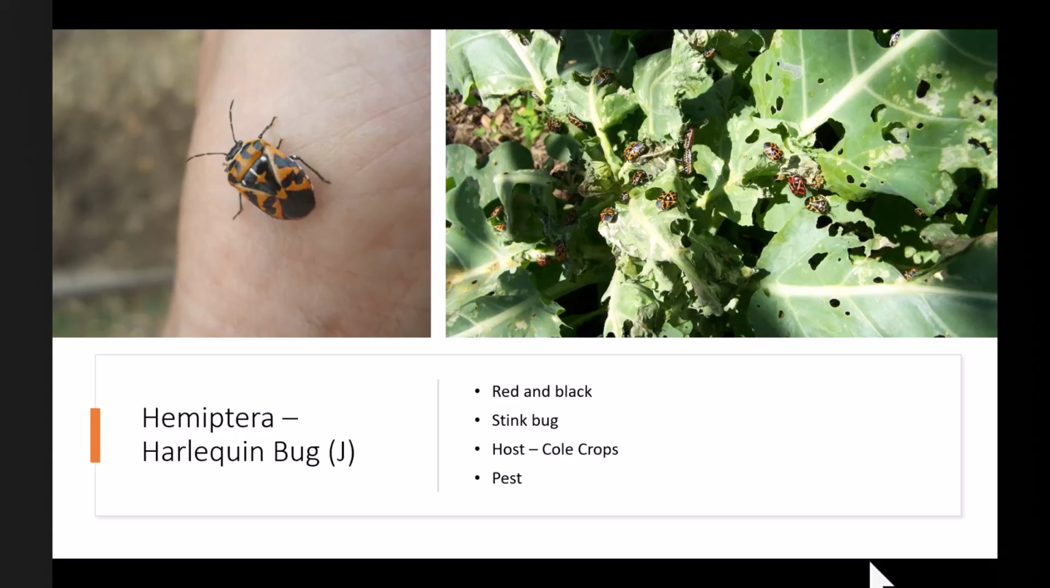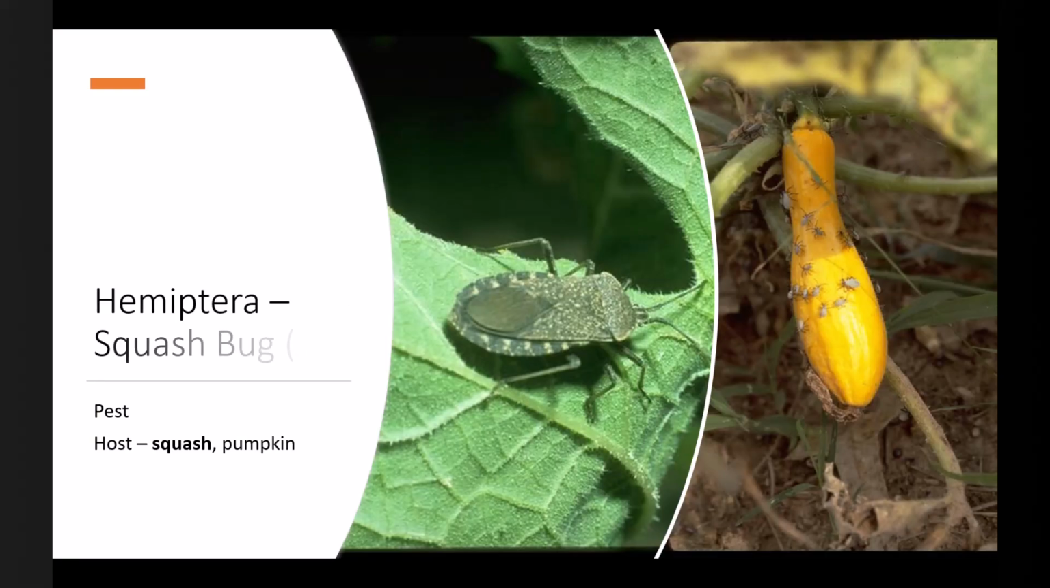Squash bugs are another pest. So one trick is that if a plant is in the name, the common name of the insect, they almost always are going to be a pest of some type. And a lot of times their host is in their name as well. So squash bugs will utilize squash and relatives of squash as their host.